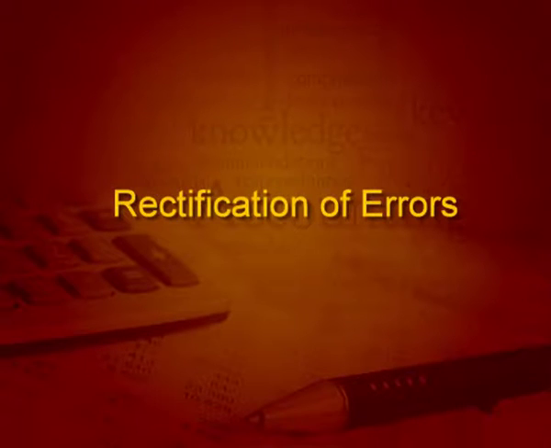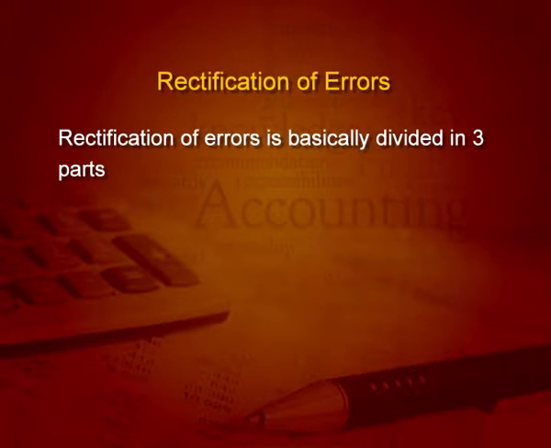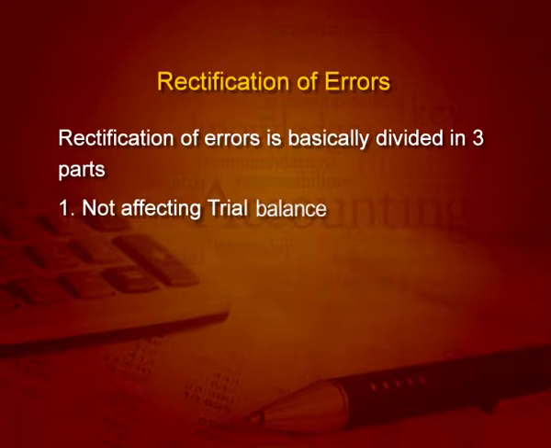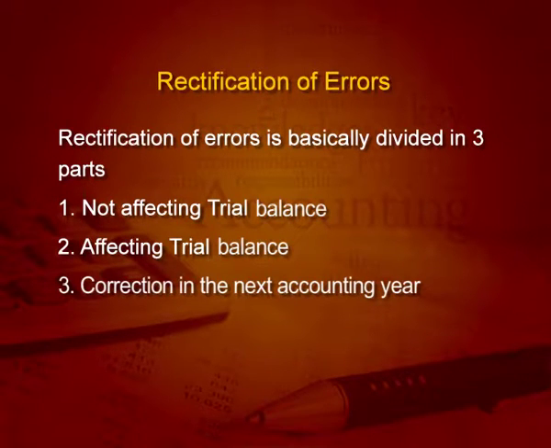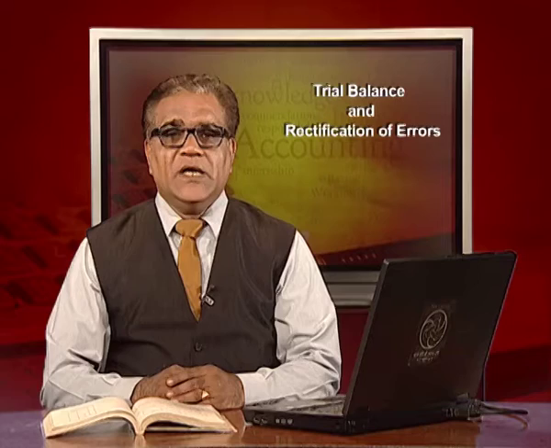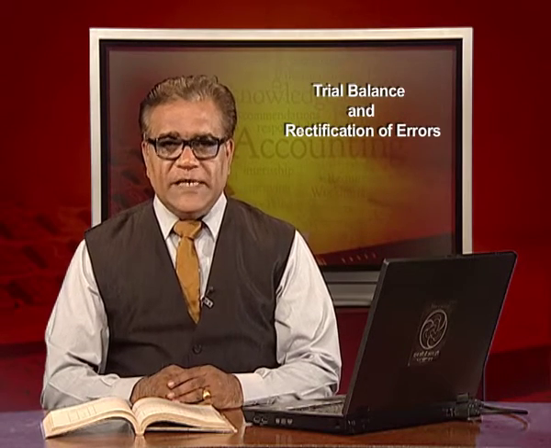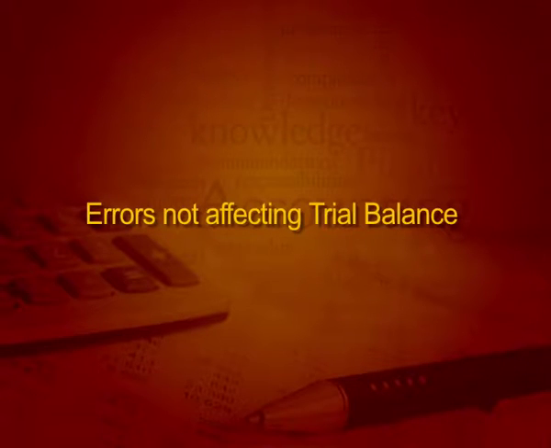And today, we have to begin with the practical part of rectification. The rectification of errors is basically divided in three parts. First, not affecting the trial balance. Second, affecting the trial balance. And the third one, correction in the next accounting year. Starting with the first one, that is the errors not affecting the trial balance.